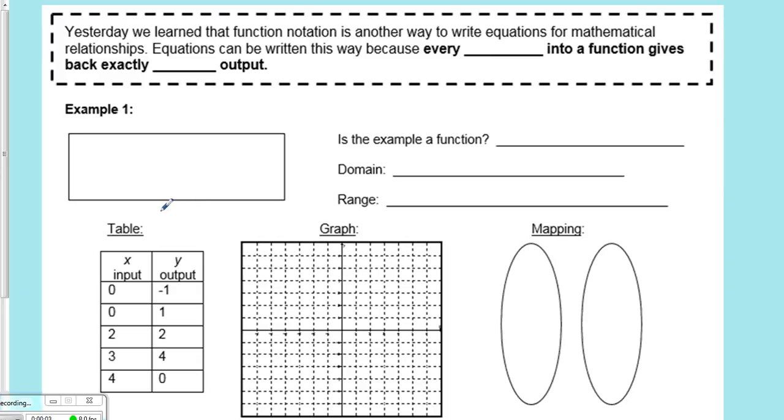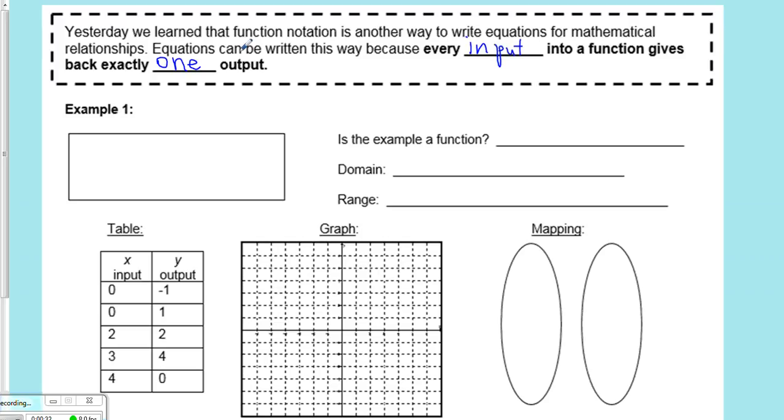Alrighty, so functions. Yesterday we learned that function notation is another way to write equations for mathematical relationships. And the reason is that every input into a function gives back exactly one output. Okay? And it's important that it says exactly one output. Exactly one output. So let's explore this further by looking at the situation shown at the bottom of the screen.